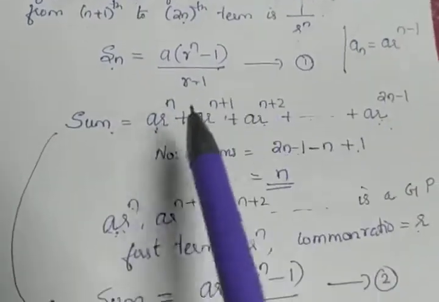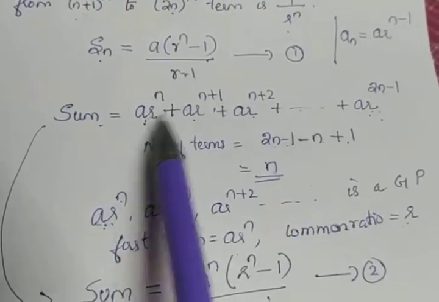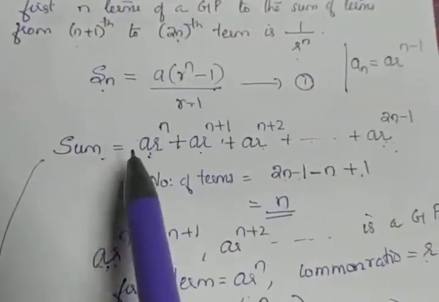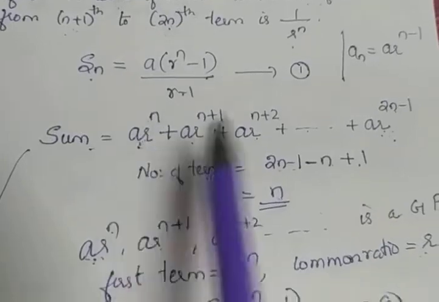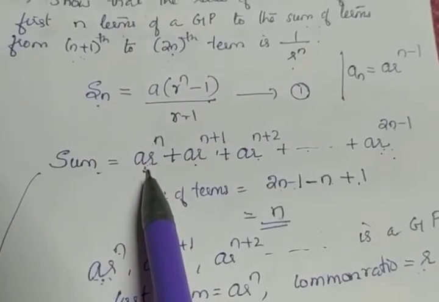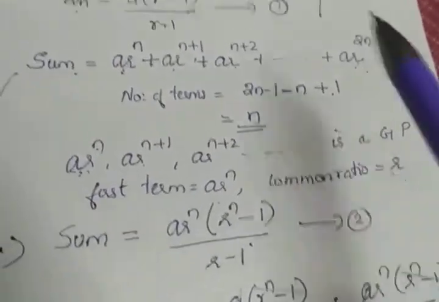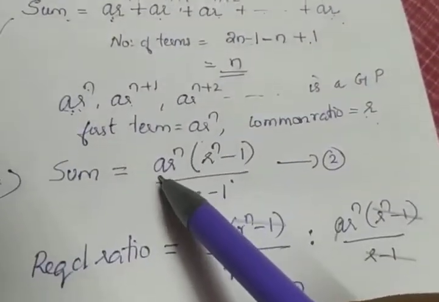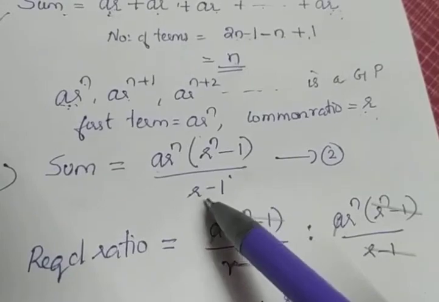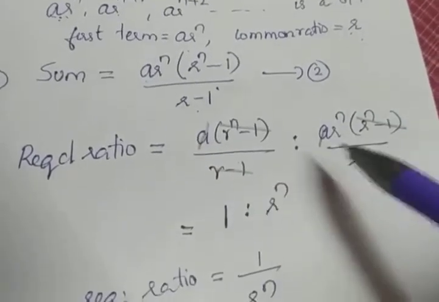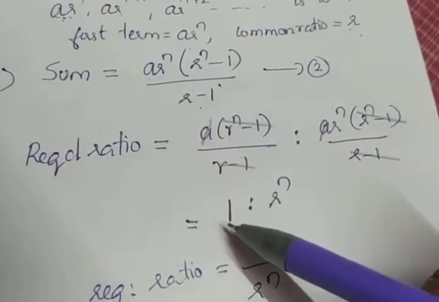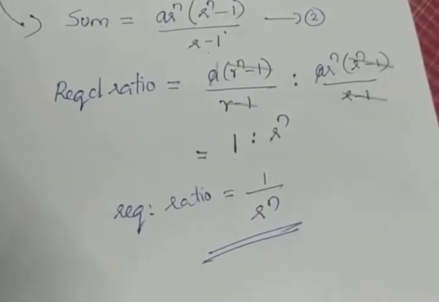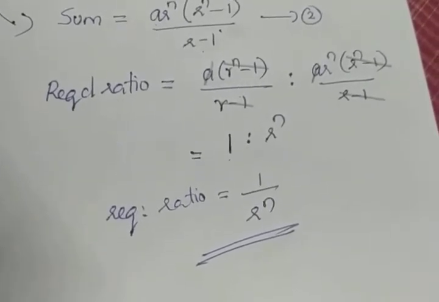The only thing is you have to consider this as actually a GP, don't combine it with the first n terms. Starting with the n plus 1th term, it's again a GP with the first term a r raised to n and common ratio r. So we calculate the sum using the same formula for the sum of a GP, a into r raised to n minus 1 by r minus 1, and take the ratio. We cancel all the terms, giving you 1 in the first part of the ratio and r raised to n in the second, and we get the required ratio as 1 by r raised to n.